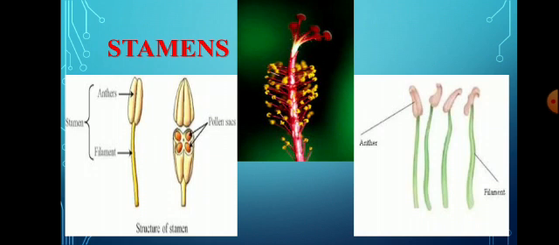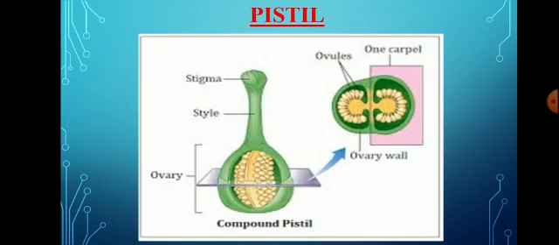Then we go to the pistil. The pistil is the innermost part of the flower. It is the female reproductive organ of the plant. It consists of a stigma, style and also ovary.